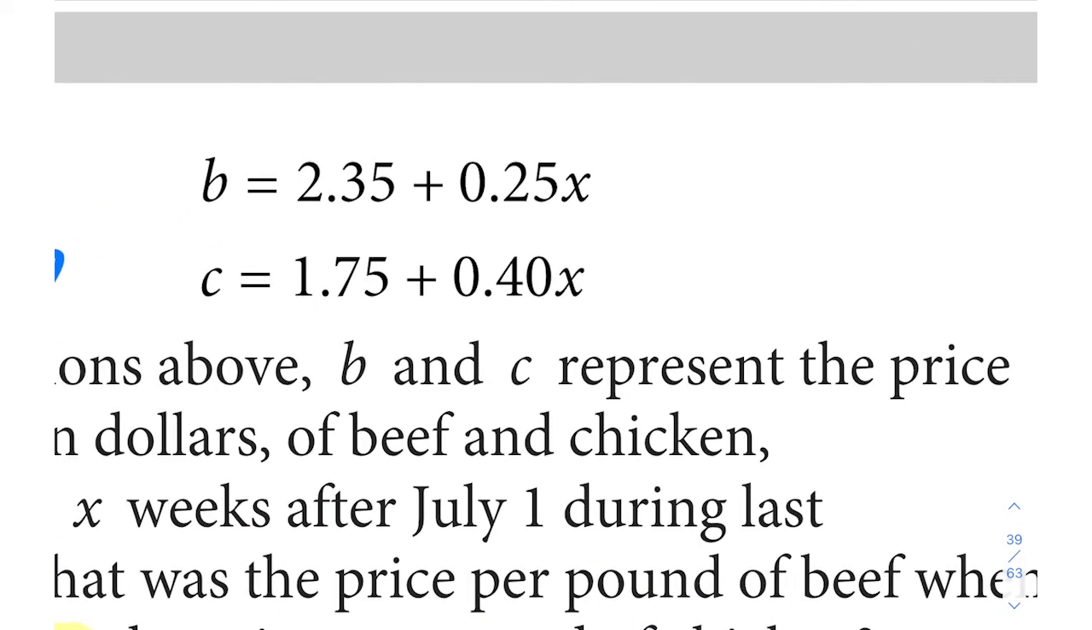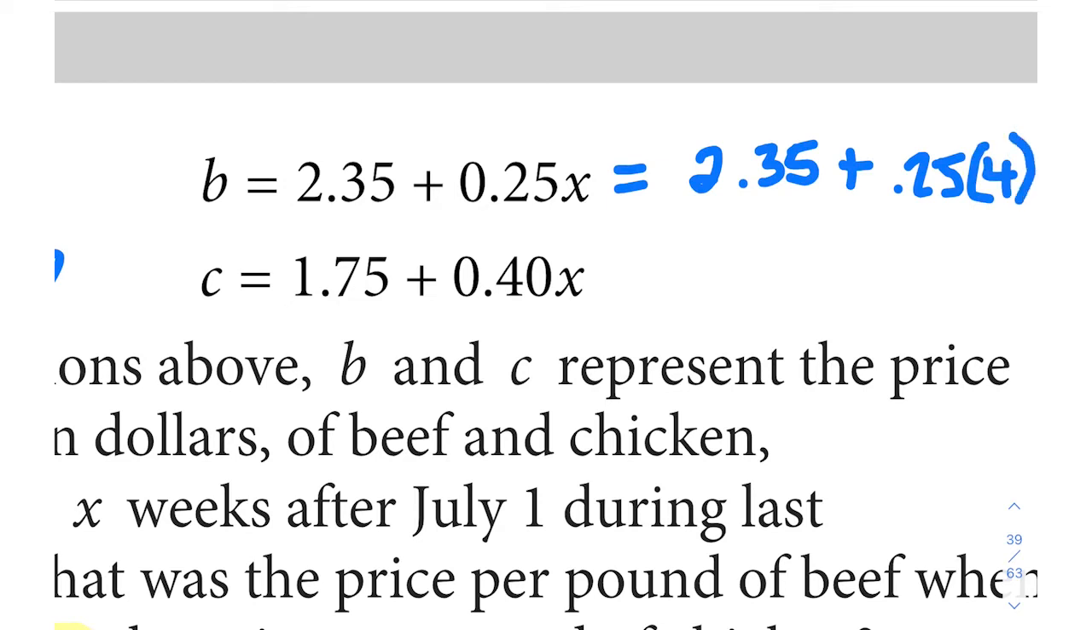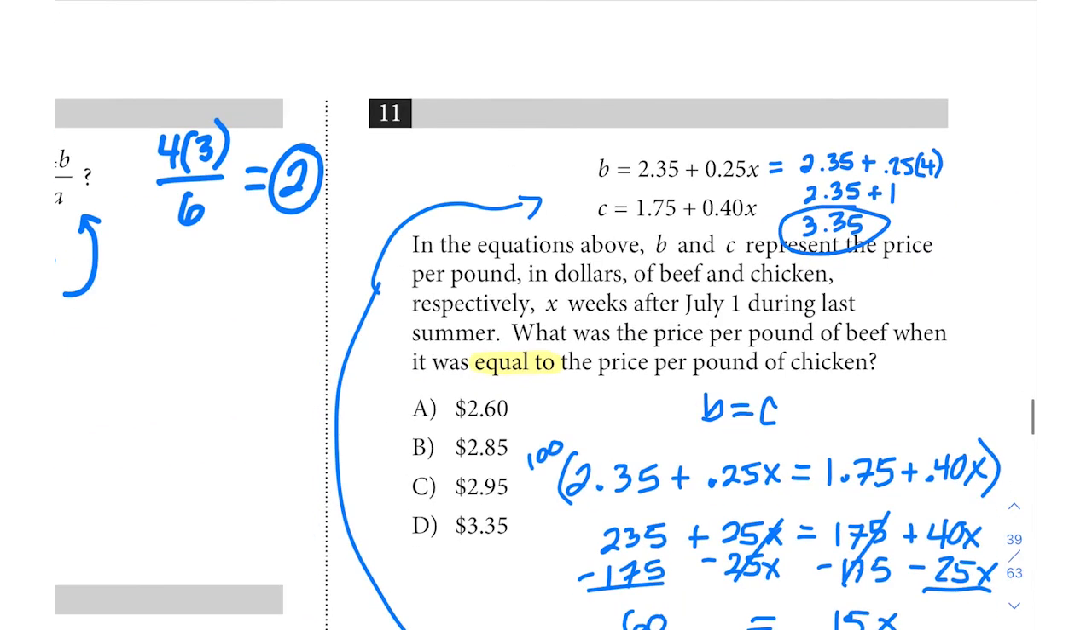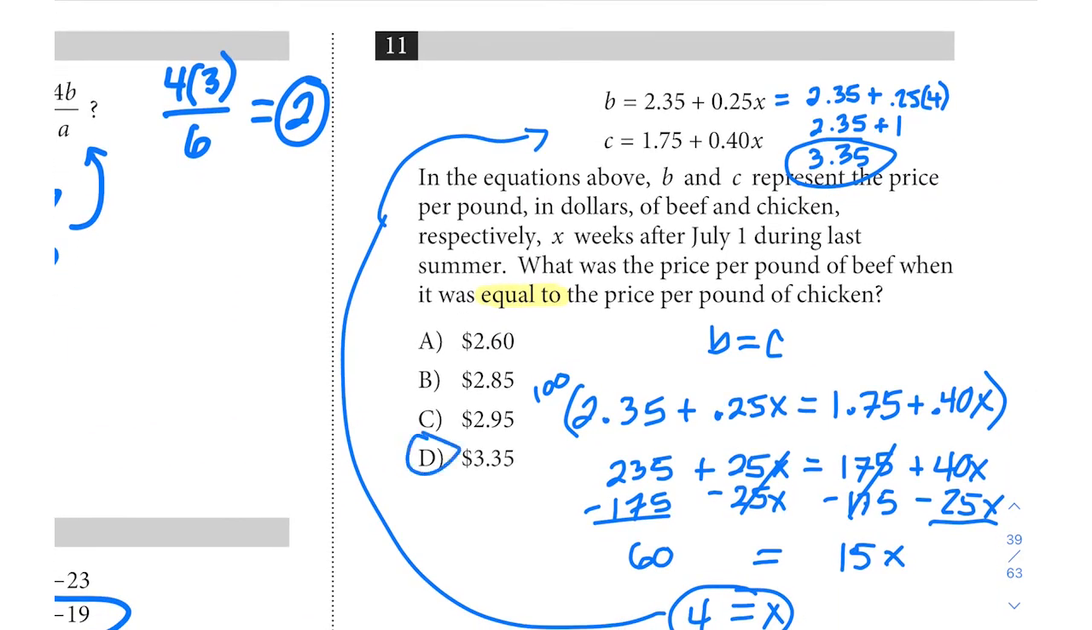So if we plug in a 4 for x here, we would get 2.35 plus 0.25 times 4, which, as we said, would be 1.0. So you would get 2.35 plus 1, which is 3.35. And that would actually be our price per pound of beef. And if you had solved for the chicken equation, you would have gotten the same answer because they are equal to one another. So that's it for number 11 on this.